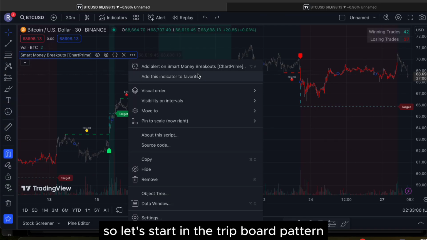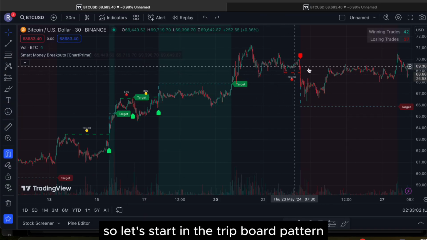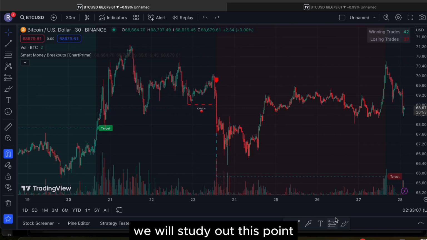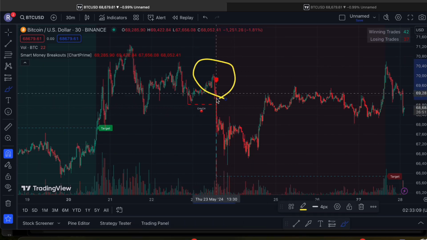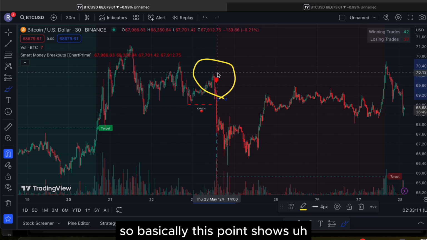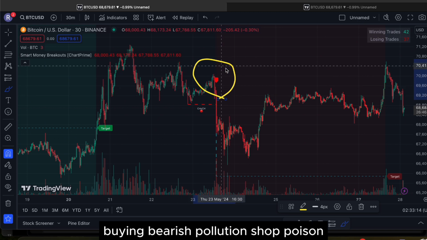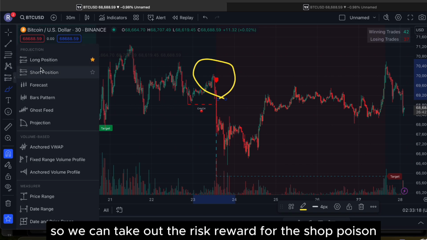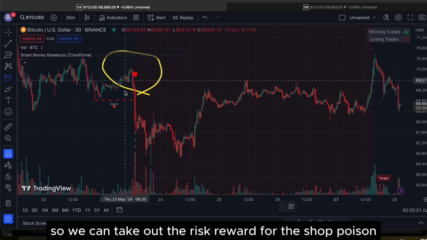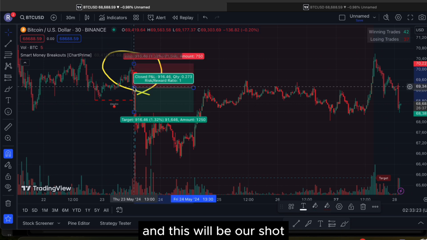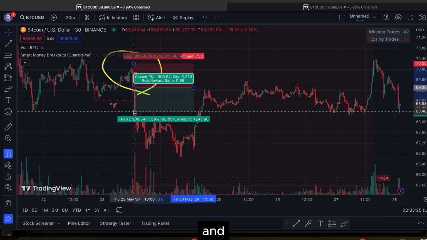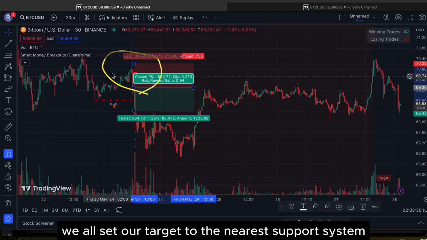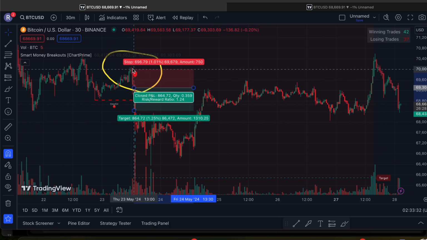So let's start with the trade breakout pattern. First of all, as you can see, with this indicator we will study this point. This point shows a bearish position, a short position, and you can plan your position here. So we can take the risk reward for the short position, and this will be our short. We'll set our target to the nearest support resistance, and also set the cut loss.